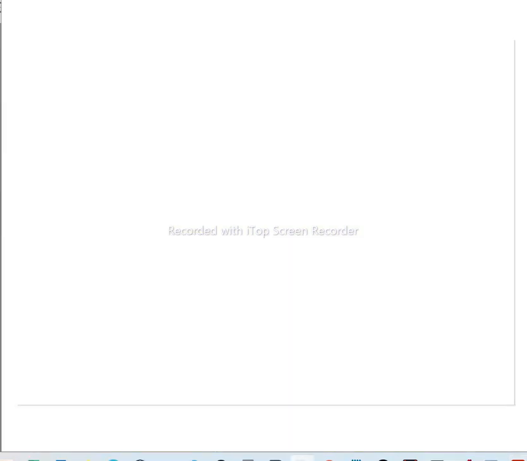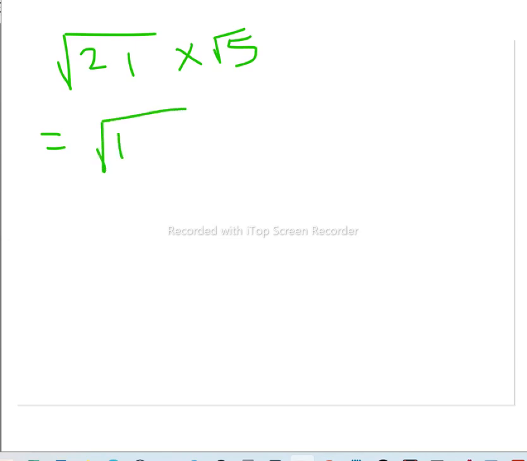Question C says the square root of 21 times the square root of 5. Let us simplify this question. We can write 5 times 21, which means the square root of 105. So this is the final simplification for this question.